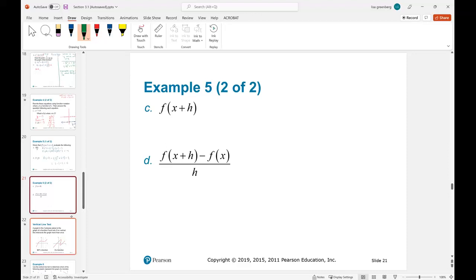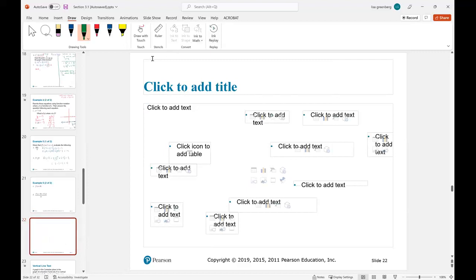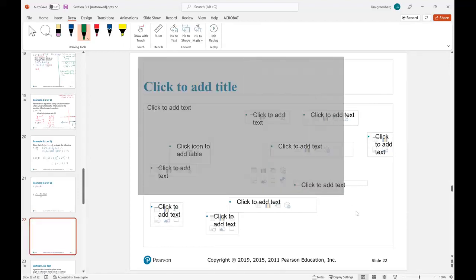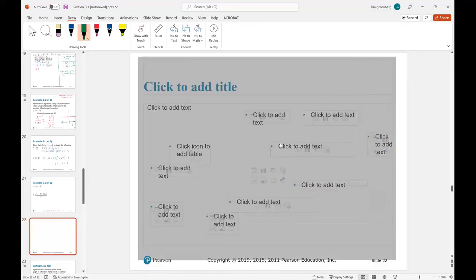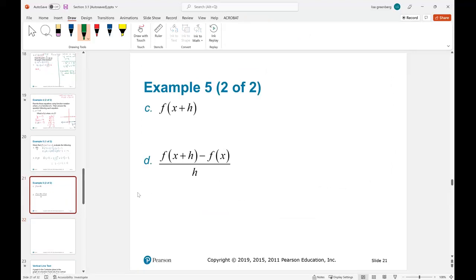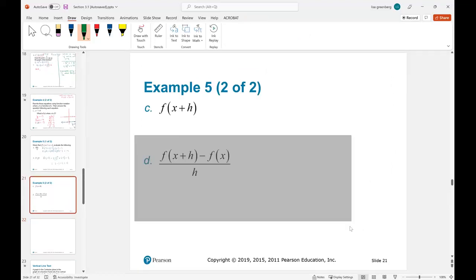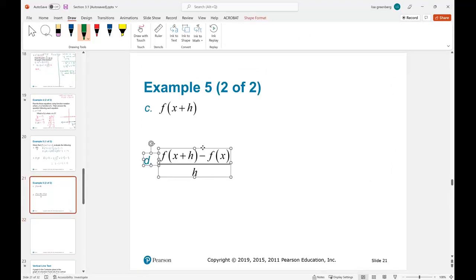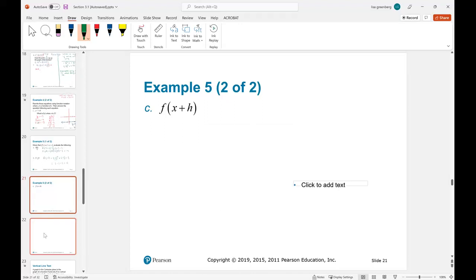Okay, so this is going to take a little bit more work. Let me slide a new page in here. And I will move D to the next page.